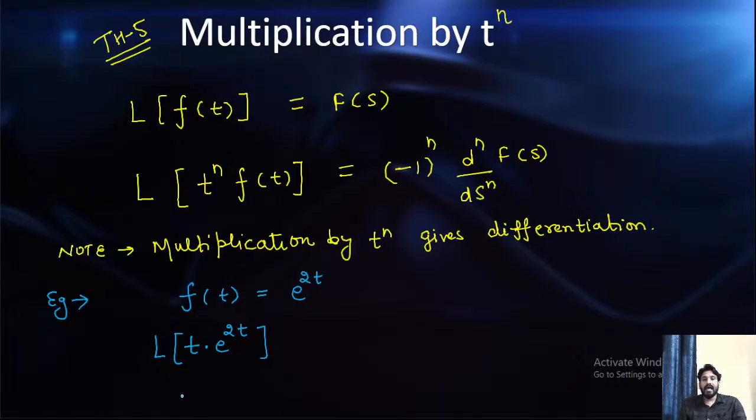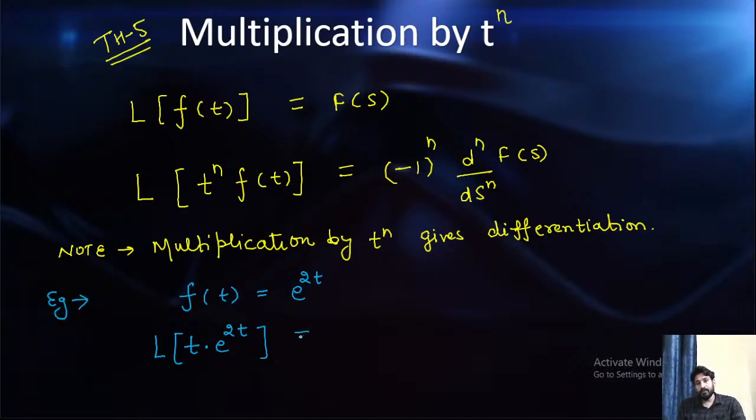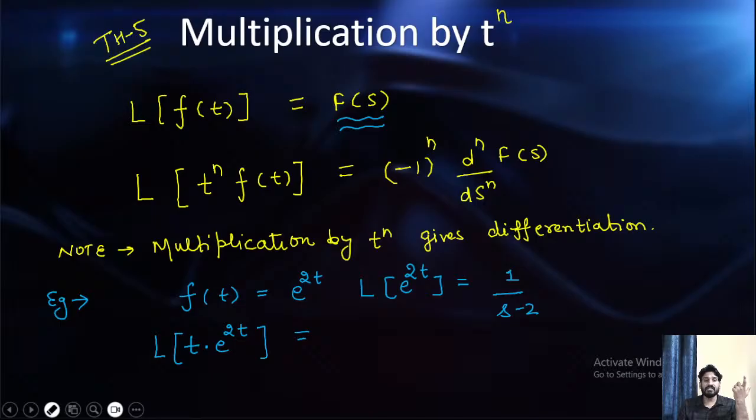I have this function, and you have to find the Laplace transform of t into e raised to power 2t. How do we calculate it? Very simple. Just apply the property. Here my n value is 1. So first of all, calculate F of s. If f of t is e raised to power 2t, then the Laplace transform is 1 divided by s minus 2. It is 1 divided by s minus a. In the last lecture we discussed this.